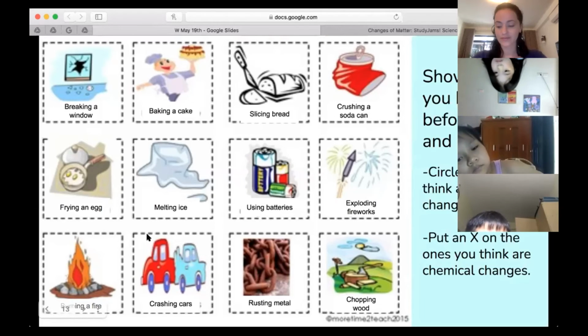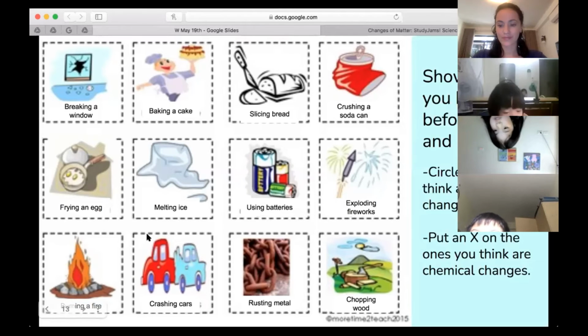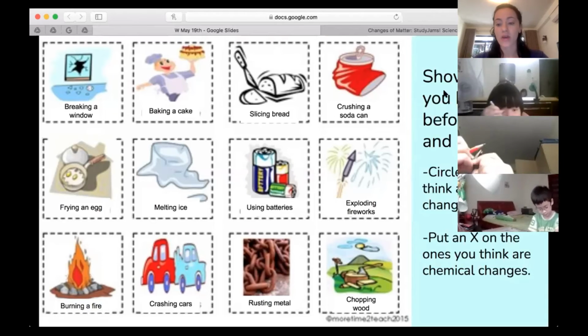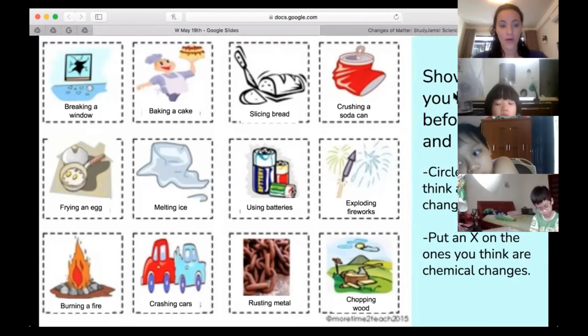Everyone please unmute and say physical changes, chemical changes. Physical changes. Chemical changes. All right, so circle the physical changes and put an X over the chemical changes. Now, the writing could get messy.